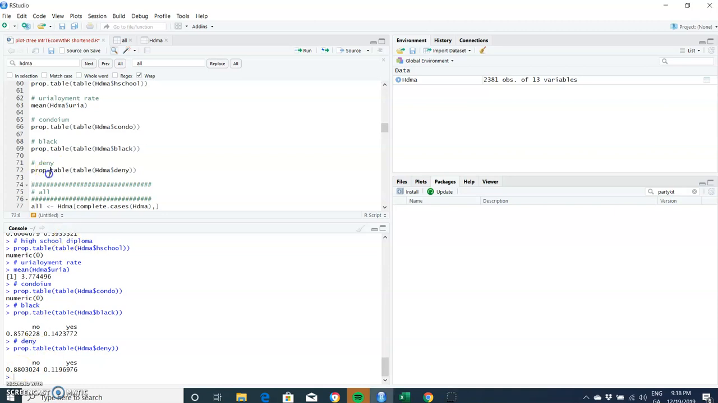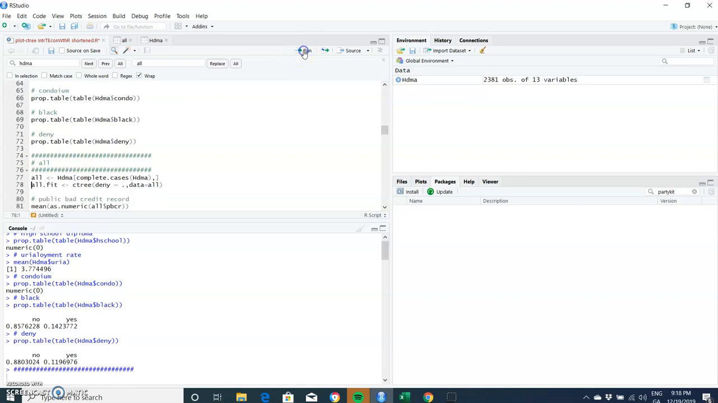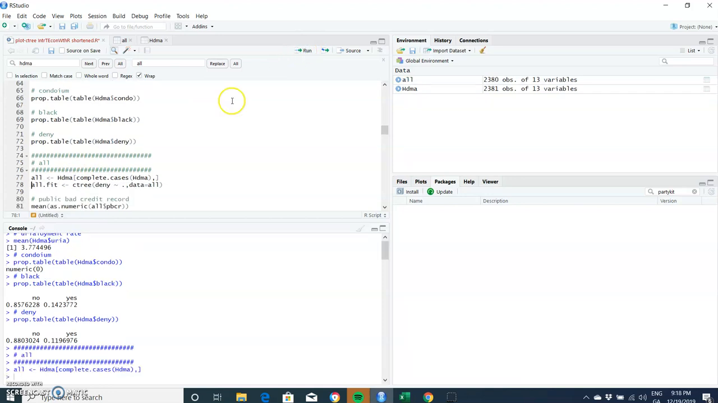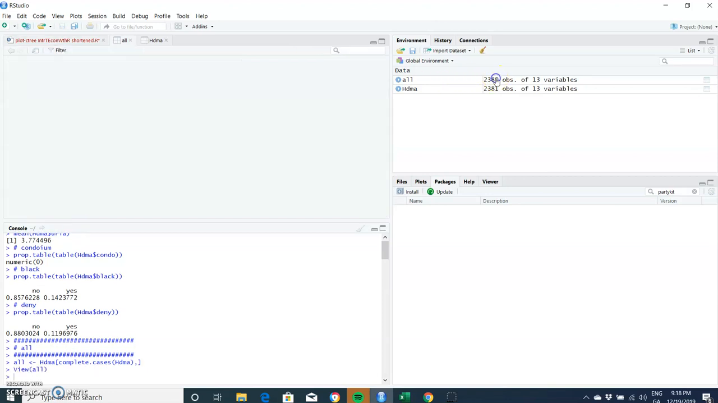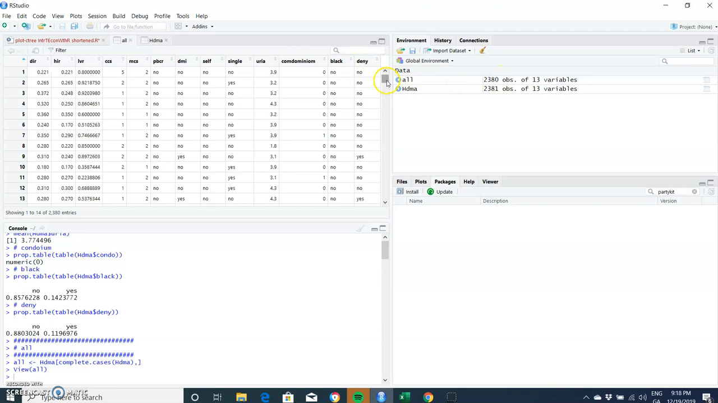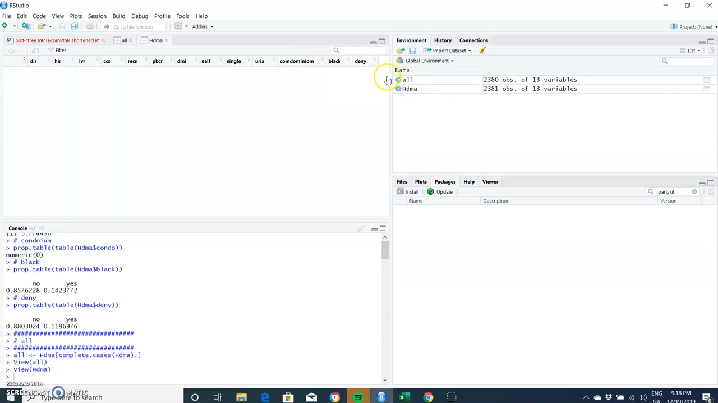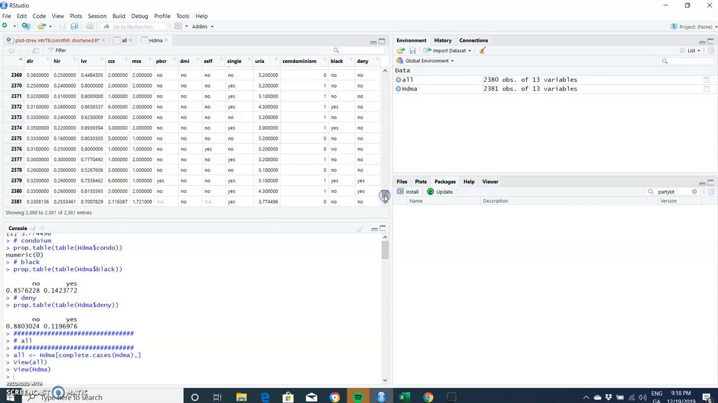Okay, so let's delve in a little bit further and construct the ctree. First of all, we exclude data. We want to use complete cases of HMDA. So when we run this, you notice that one of the things that appears here, if you look at the HMDA, some of the results had NAs.